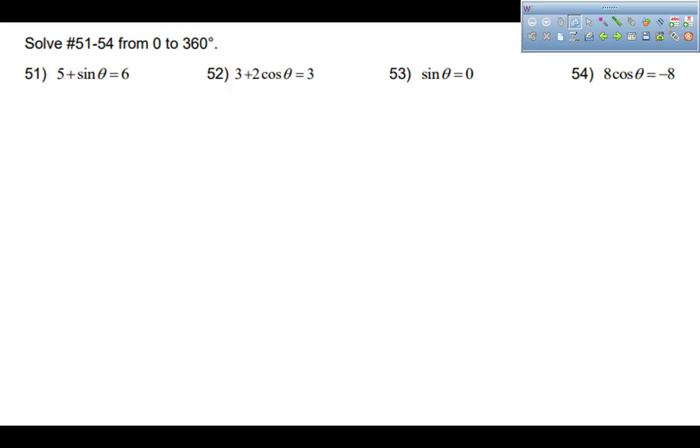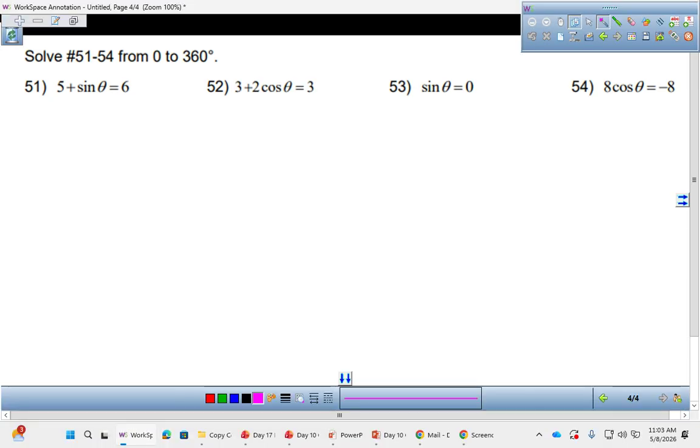Last thing I want to do is solve equations with you, but using the edges. This is really similar to what we did yesterday. Those of you that were with me in the back, the process is the same. We want to get the trig function alone. So if I were to solve number 51 here, I would subtract 5 and I would get sine of theta equals 1.